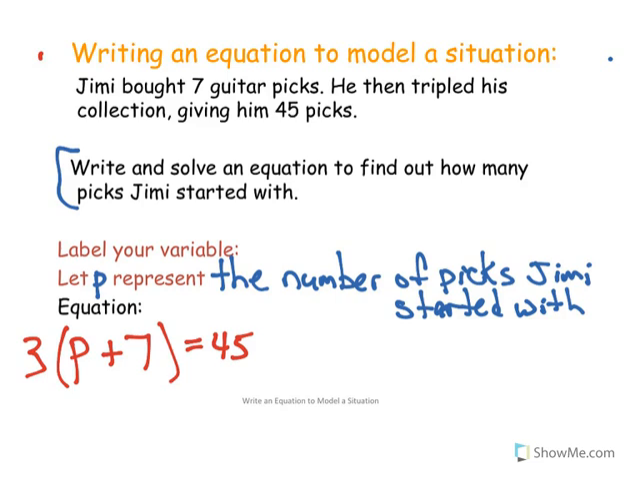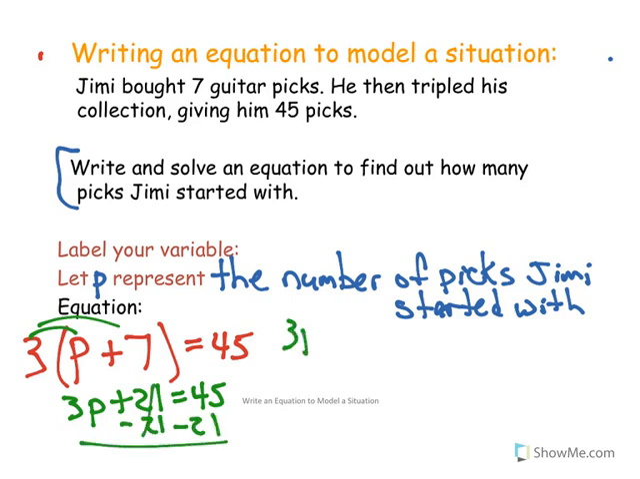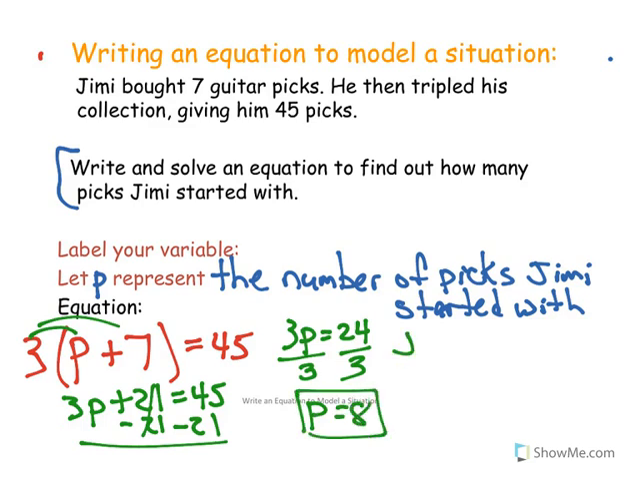Let's solve this equation to make sure it actually is right and that it makes sense. So I'm going to distribute, which is 3P plus 21 equals 45. And those of us that like to use a little shortcut, we could have divided by 3 at the beginning. I'm fine with that. So that's going to give me 3P equals 24. So that's going to give me P equals 8. All right, let's see if this works. Jimmy started with 8 picks.